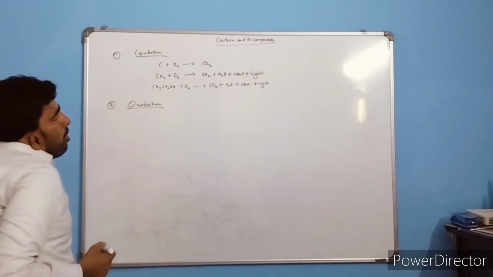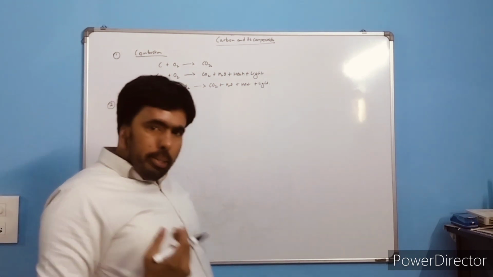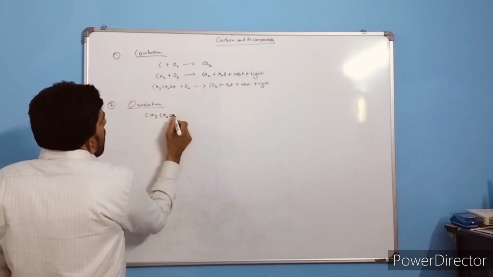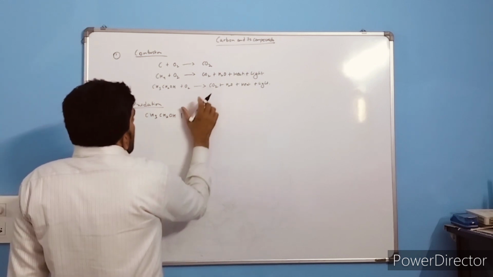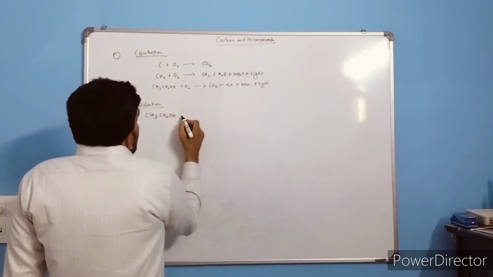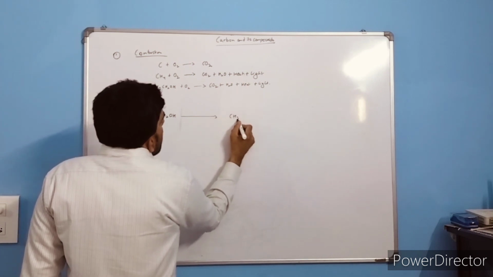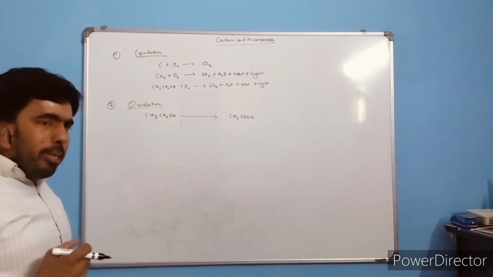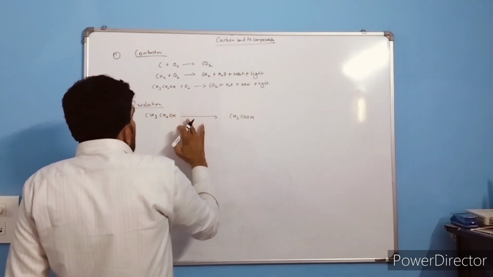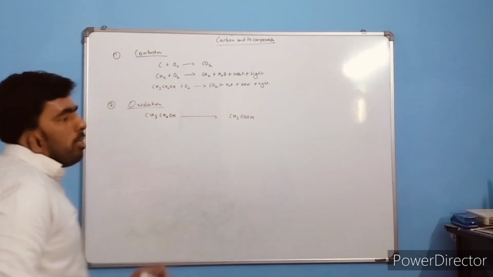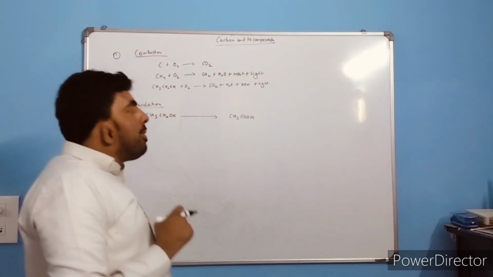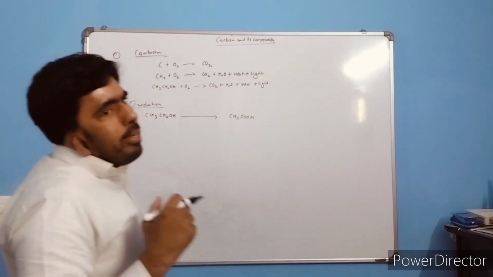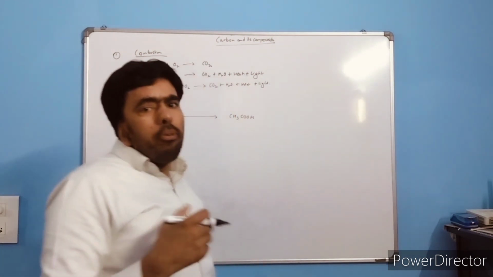Oxidation means to add oxygen. Let us see how. We have taken the example of alcohol, CH3CH2OH. What will happen now? It is oxidized to CH3COOH. How is it oxidized? It is oxidized with the help of a catalyst. A catalyst is a substance which can increase or decrease the rate of reaction.